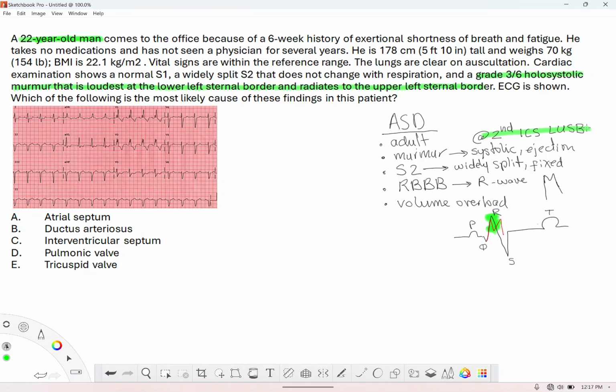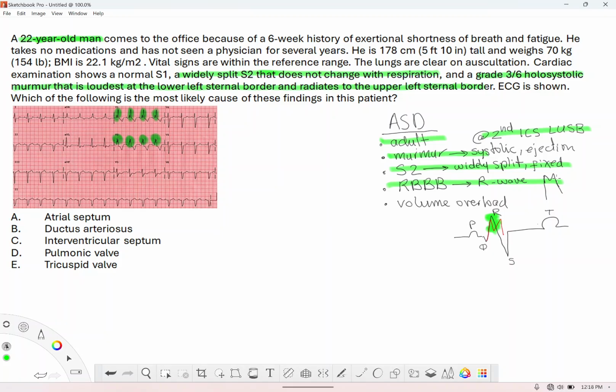Okay, next thing is, so murmur is done, adult is done, and then we're looking for S2. S2 is widely split and does not change with the respiration. So it's fixed and split. And then we have the right bundle branch block. So on EKG, you can see this. The R waves, they're double R waves. You can see that. I'm highlighting, and then I'll make this bigger for you so you can see. Okay, but for now, let's just say yes. There you go. Volume overload.